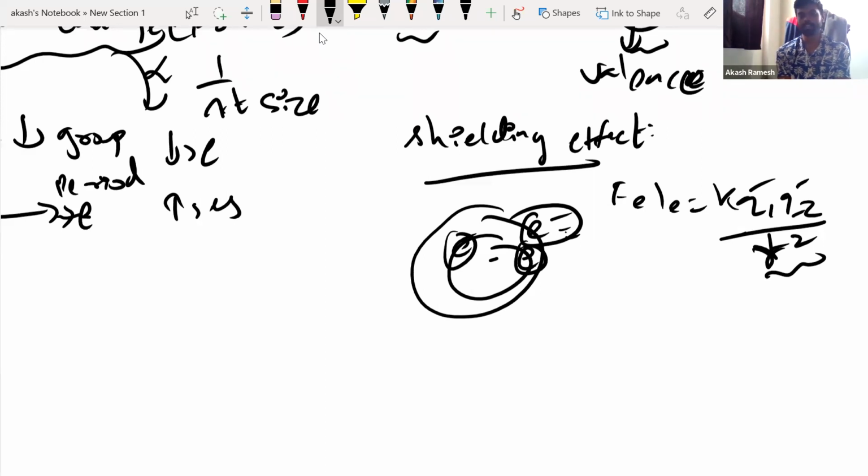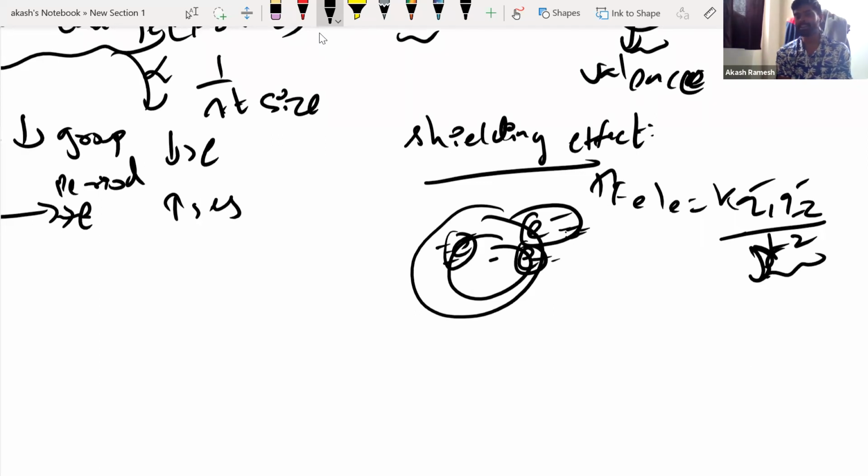So what you understand is that if the nucleus and electron are very close to each other, then the force will be very high. Less R, more force. You can understand this from the formula, or by logic also. If they are very close, the force is very large; a little farther away, the force is less. So as I said, this electron will experience lesser force, and these two electrons will experience more force.